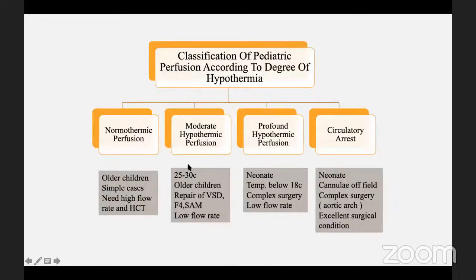So here is a proposed classification of pediatric perfusion according to the degree of hypothermia. If we have older children with simple cases, only normothermic perfusion can be applied to these patients. In case of repair of VSD, tetralogy of Fallot, or subaortic membrane, moderate hypothermic perfusion can be applied. In more complex surgery, we can go for profound hypothermic perfusion and even circulatory arrest if we are doing aortic arch repair.